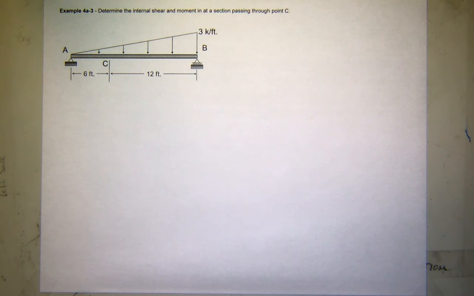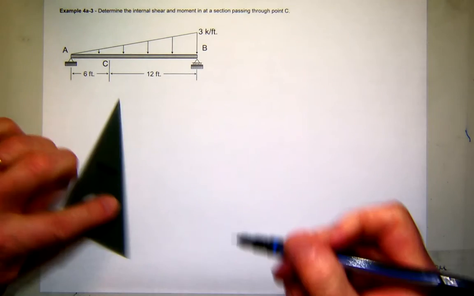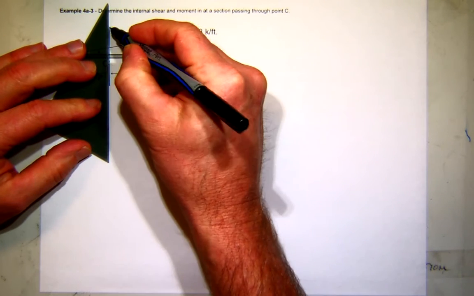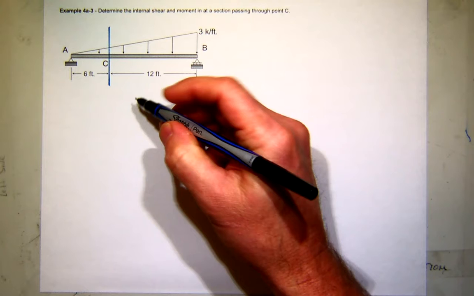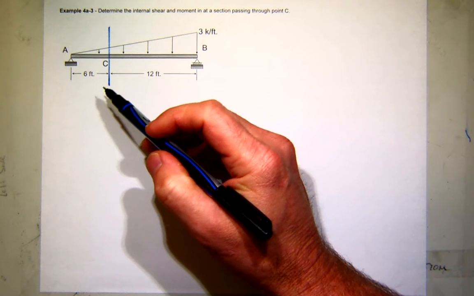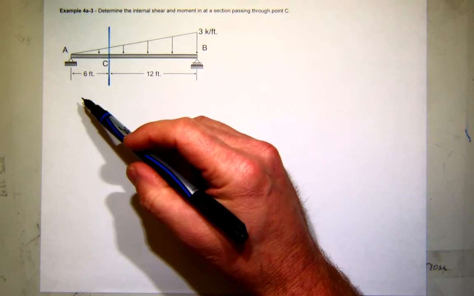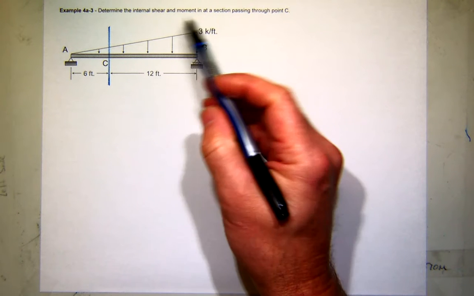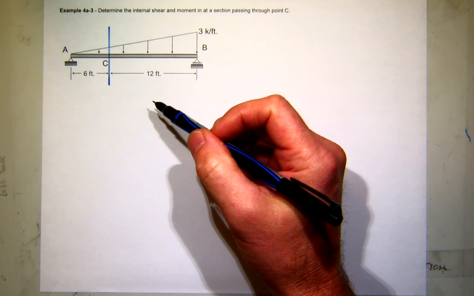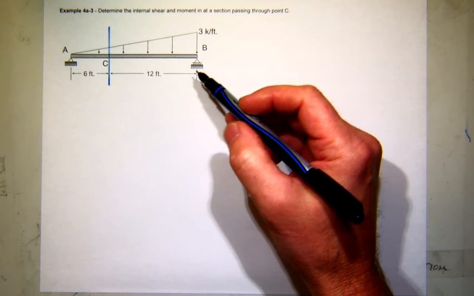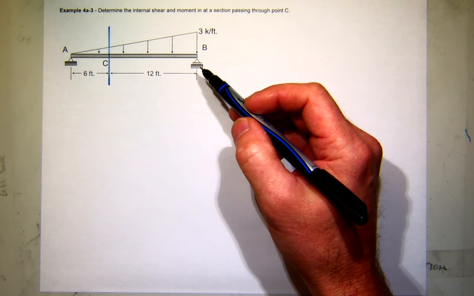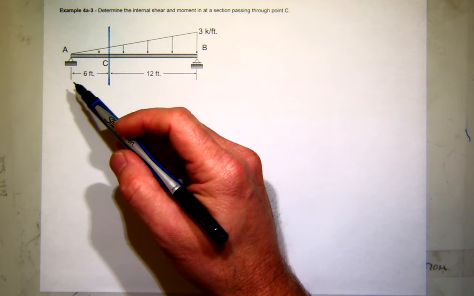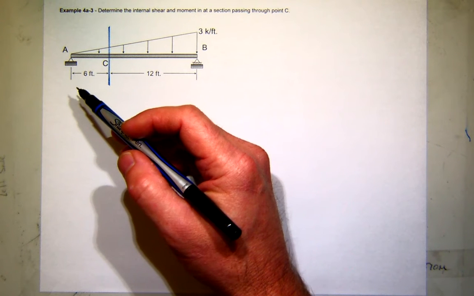So, like our previous problems, I think it's instructive to imagine the structure cut at C, because that's where we want to find the forces, and then examine which side you want to look at, the left side or the right side. For just discussion purposes, let's examine what we'd have to do if we chose the right side. Well, for starters, we need to find the reaction at B. Okay, that's reasonable. If I chose the left side, I also have to find reactions at A, so that's kind of a wash. Those are equal.